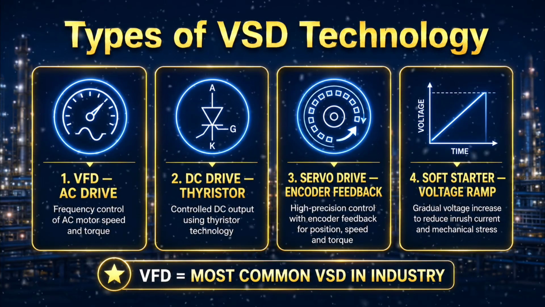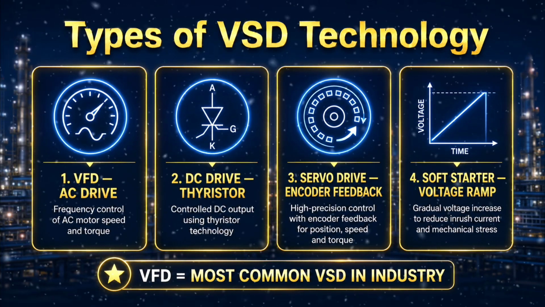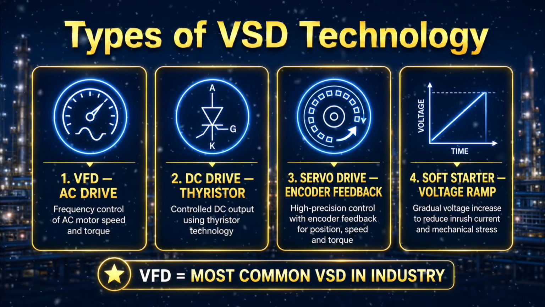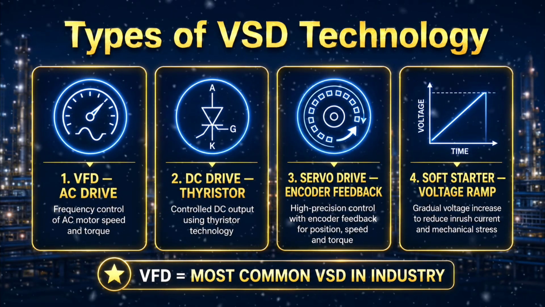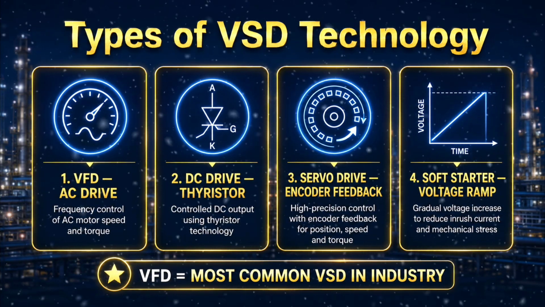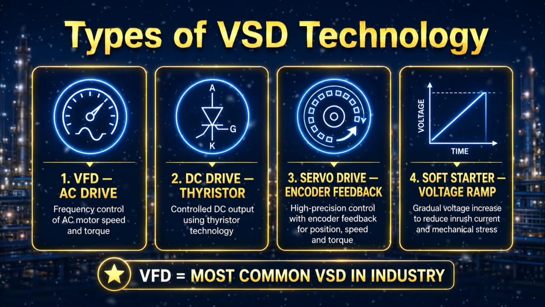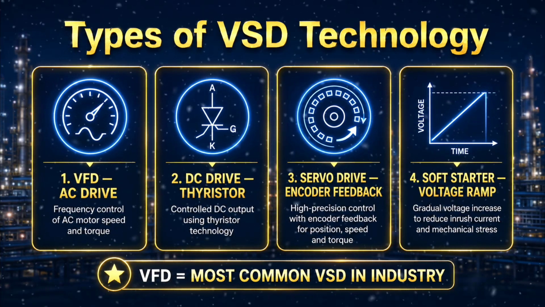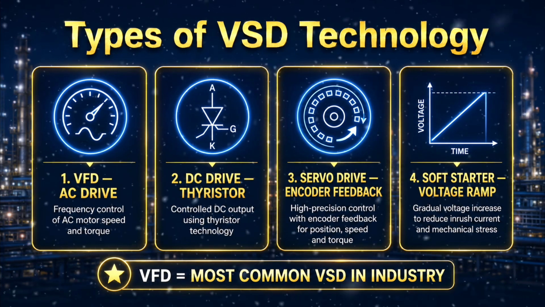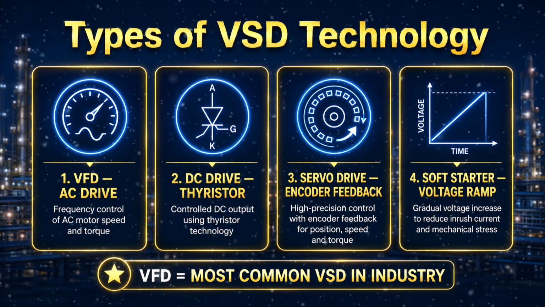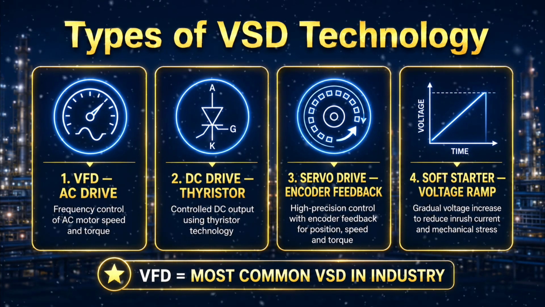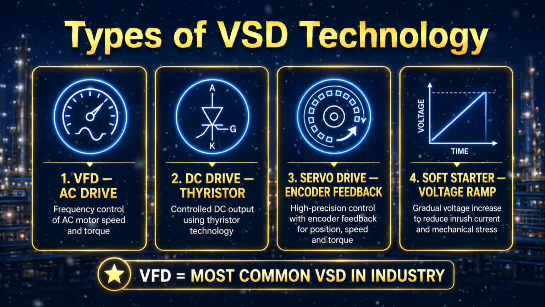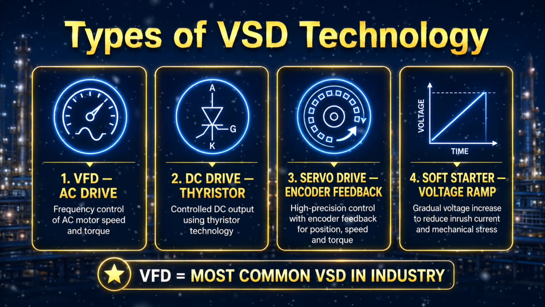Uses thyristor or SCR technology to control DC output voltage, which varies DC motor speed. Used in older industrial systems and applications requiring DC motor control. Type 3, servo drive, encoder feedback. Uses high-speed encoder feedback to achieve very high precision position, speed, and torque control. Used in CNC machines, robotics, and precision manufacturing.